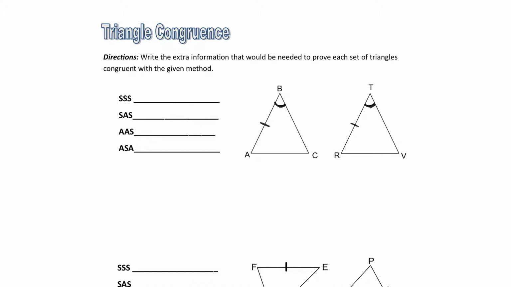So on the first one, if I wanted to use SSS to prove those two triangles are congruent, what else would I have to know between these two triangles? AC. Okay, I'd have to know that AC is congruent to RV. Okay? So I'd have to know that.